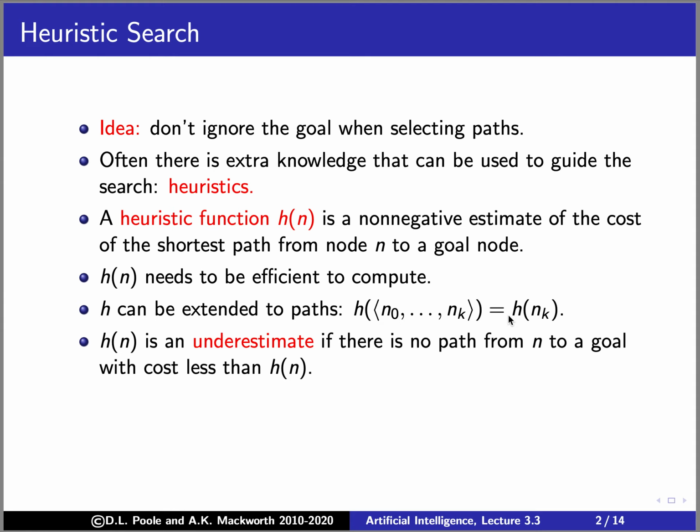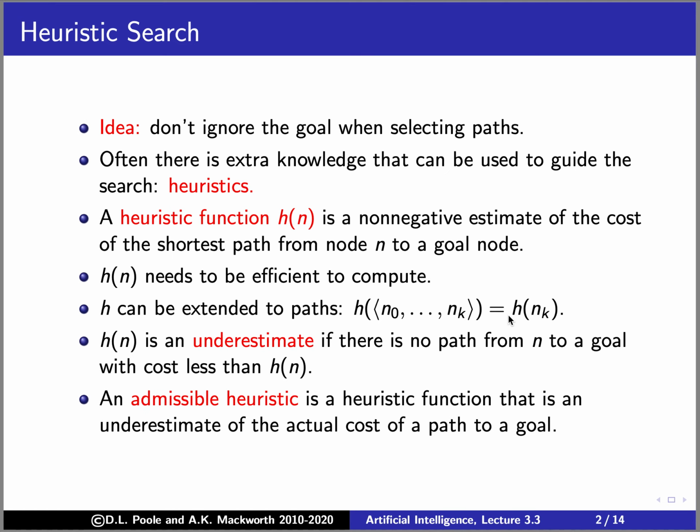H of n is an underestimate if there's no path from n to the goal with a cost less than H of n. So an underestimate means that there isn't a shorter cost. It's an estimate of the cost of the shortest path, so it's less than that. An admissible heuristic is a heuristic that's an underestimate of the actual cost of a path to a goal. So it's less than or equal to the actual cost of the path to a goal.